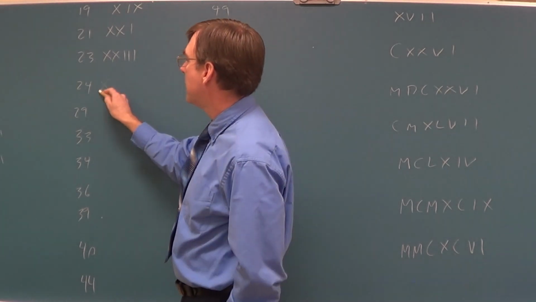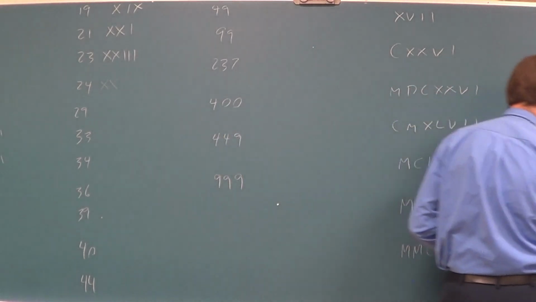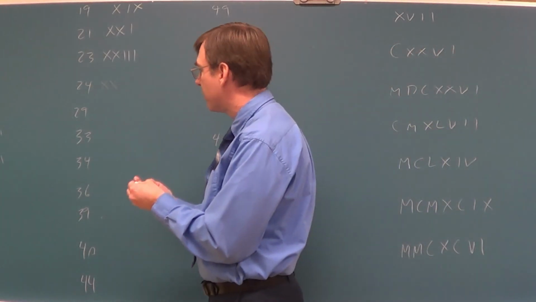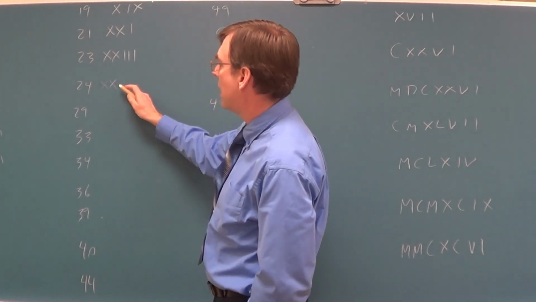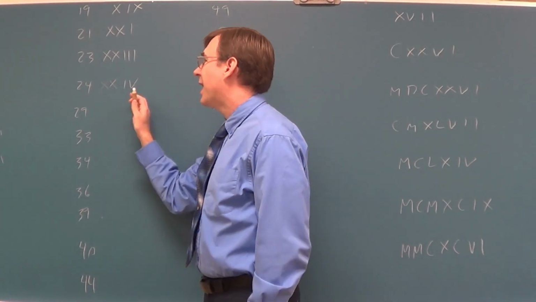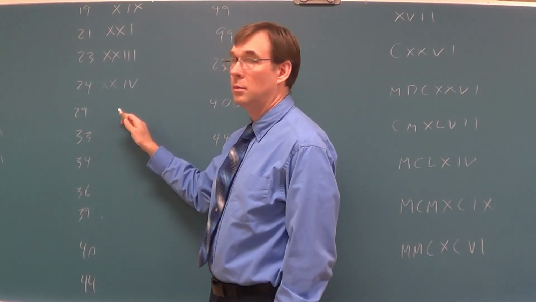XX to build the 20. Anything that's 20 is going to start with XX. And then it would be IV. Anything with 4 is going to go IV. So XX for the 20, IV for the 4. If you tried to argue for any other way to do that, you'd be breaking some kind of rules.